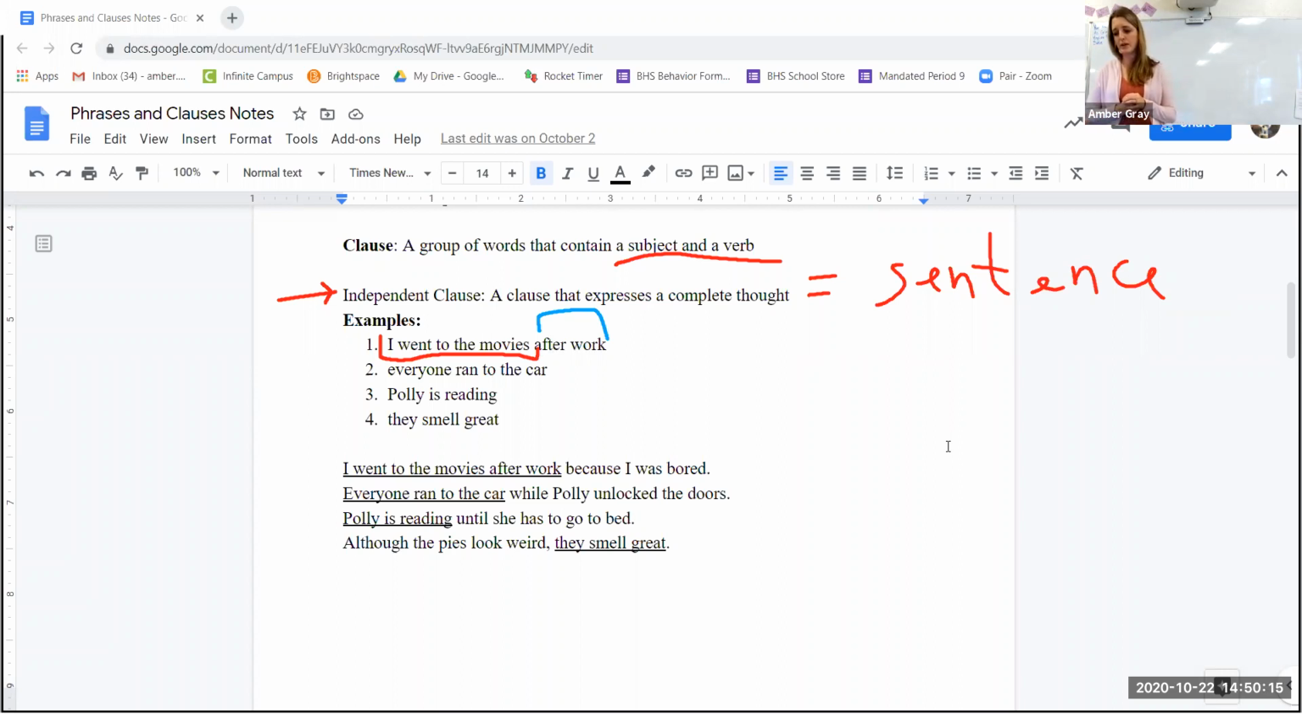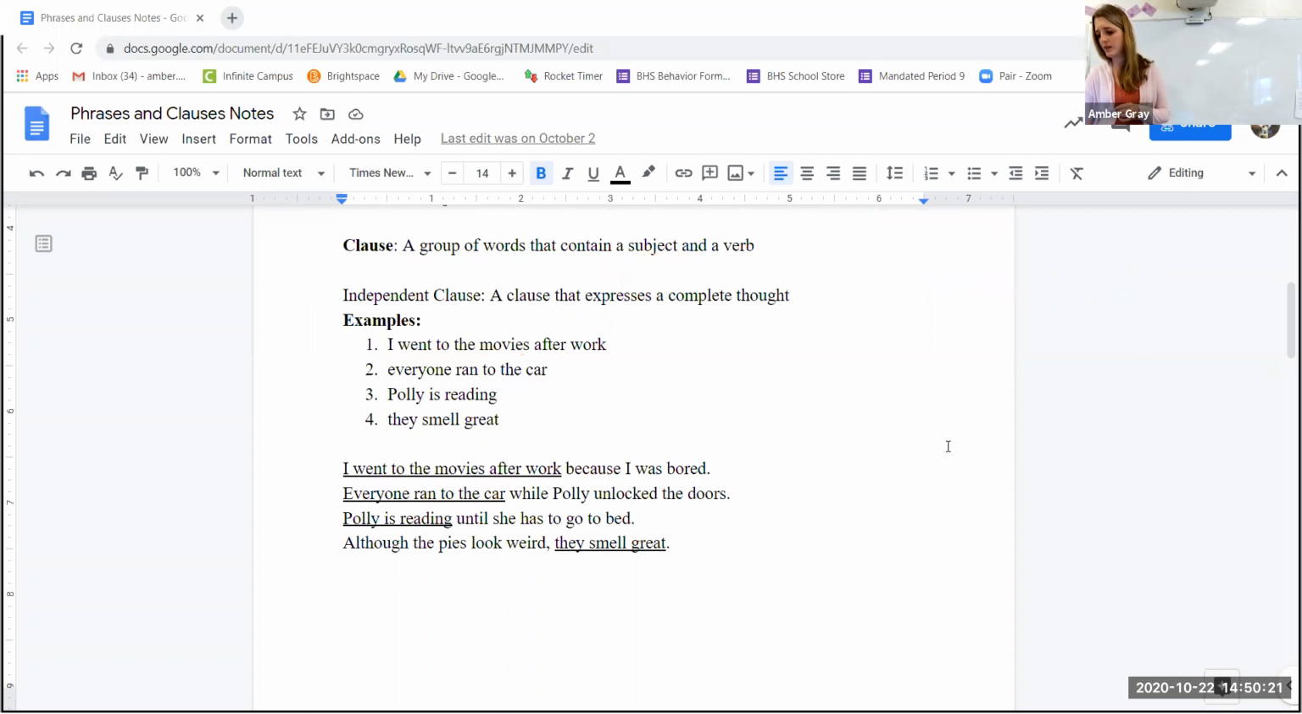Second one, everyone ran to the car. Polly is reading. They smell great. Okay. Now, just to show you guys how we have both a subject and a verb in here. So, I went to the movies after work. "I" is our subject, and I'll underline our verb, "went." Okay, so in that clause, we have "I went," all right? And in fact, you could erase the rest of this and you could have an independent clause.